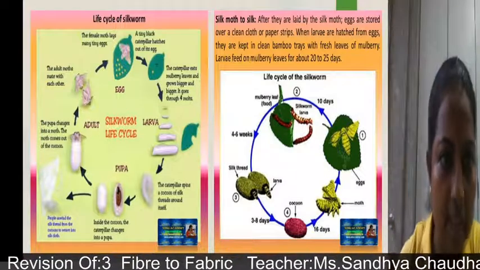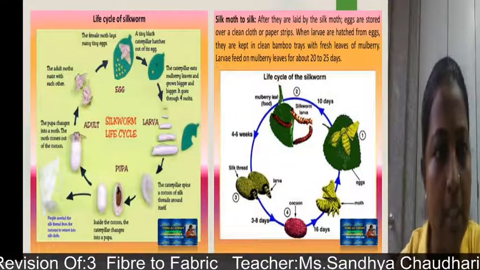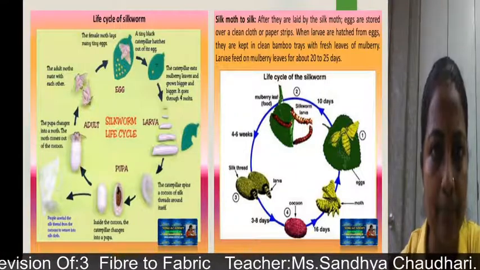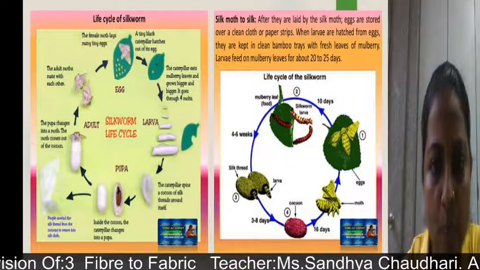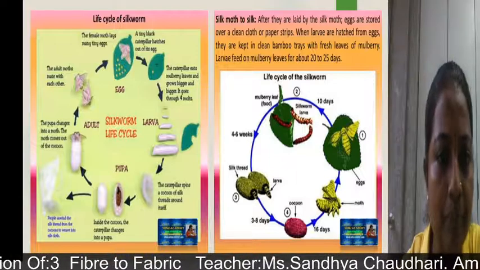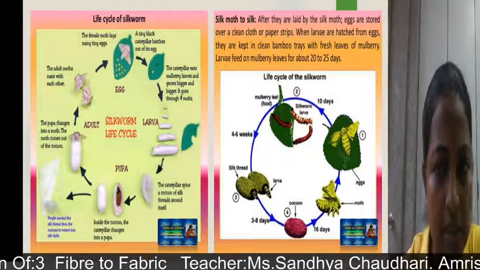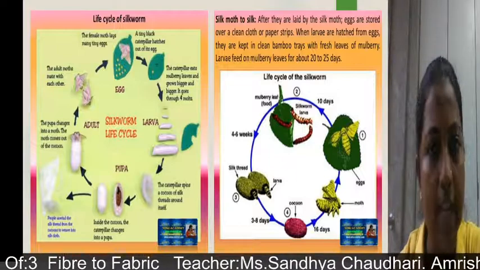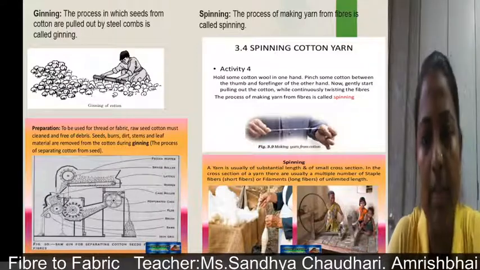So eggs are there, then larva, then pupa, then adult. So this is the life cycle of a silkworm. The days are mentioned over here. The life cycle of silkworm: egg first stage, then second stage larva, third stage is pupa, and the last stage is adult. Now we will come towards ginning process.